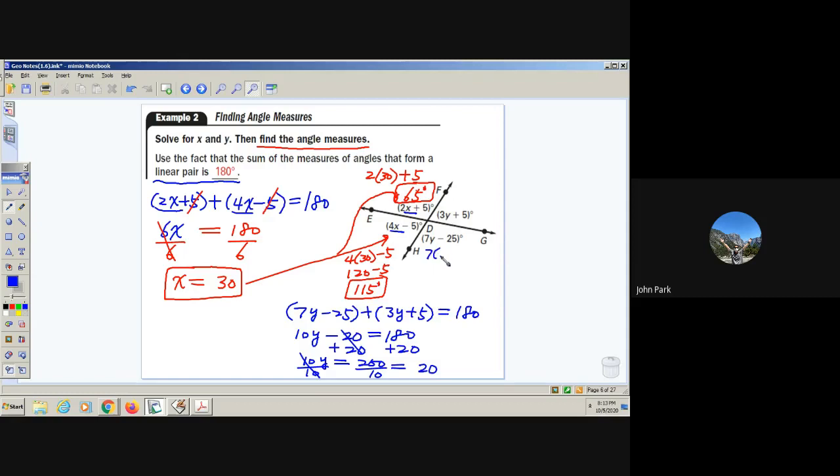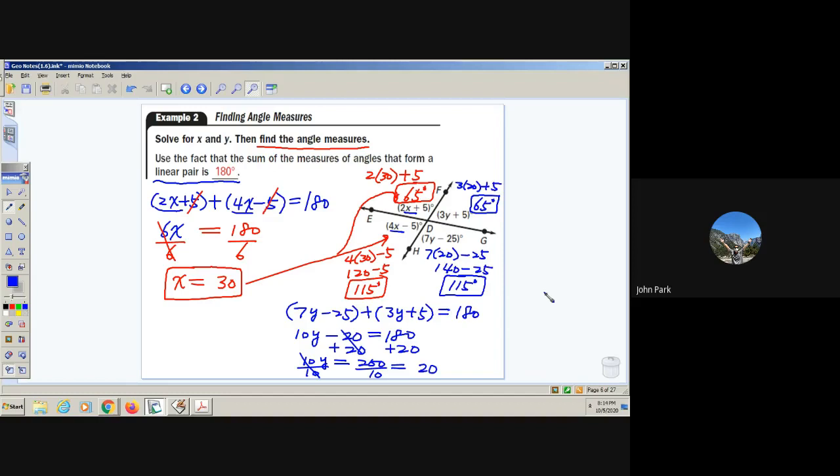So that's 7 times 20 minus 25. So that's going to be 140 minus 25, which is 115 degrees, right? And then the other side, you plug in 20 there. So 3 times 20 is 60 plus 5. So that's going to be 65 degrees, right?